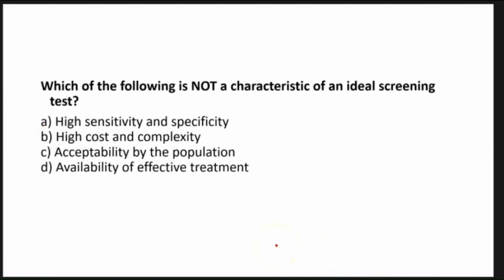Which of the following is not a characteristic of an ideal screening test? The options include high sensitivity and specificity, high cost, acceptability by the population, and availability of effective treatment. We have read in the previous slide that it should have high sensitivity and specificity, should be acceptable, and there must be availability of effective treatment. So the answer would be high cost and complexity. We want a simple test, and we usually take a rapidly applied test whose results are quickly available.